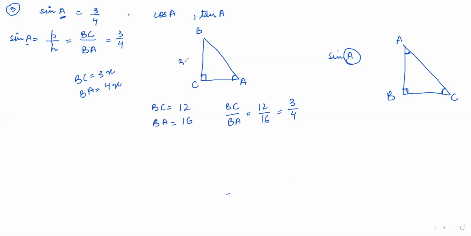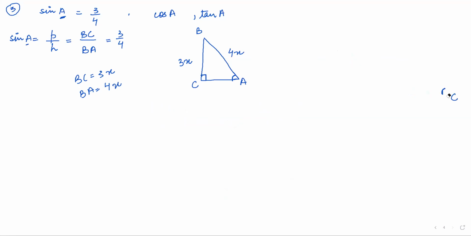So now BC is 3x and AB or BA, this is 4x. So this is how I'm going to take the two sides of my triangle. Right? Okay. Now, first step is always to find the third side. So again, you will use Pythagoras theorem. So basically your AB square is BC square plus AC square according to Pythagoras theorem. So AB square is 4x whole square is equal to 3x whole square plus AC whole square.